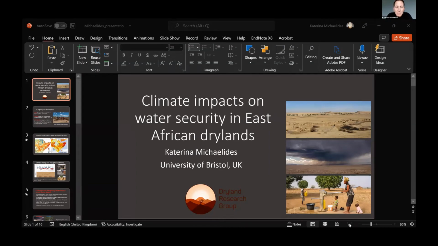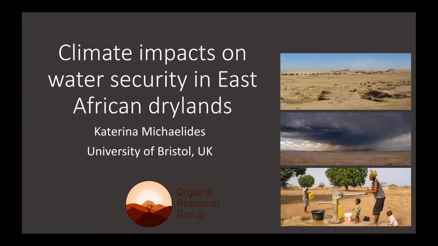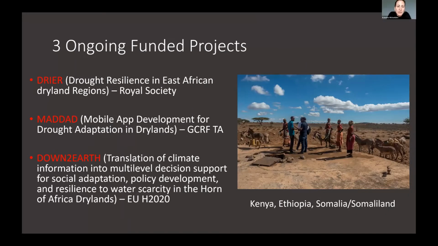Shifting gears slightly towards climate and impacts on water security in East African drylands. So particularly, I'm going to talk a little bit about three projects. The work I'm talking about today spans three overlapping projects that are ongoing right now, all with the aim of trying to understand how we translate climate into usable information on the ground for water security, and to really understand how the climate is affecting water resources and water security in the East African region.